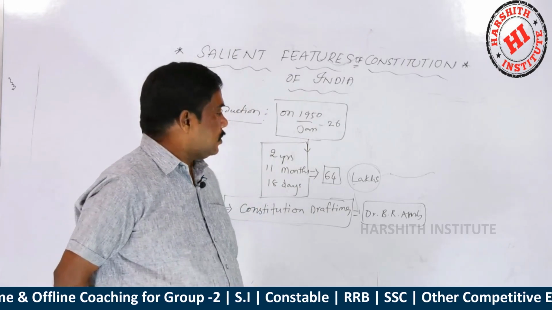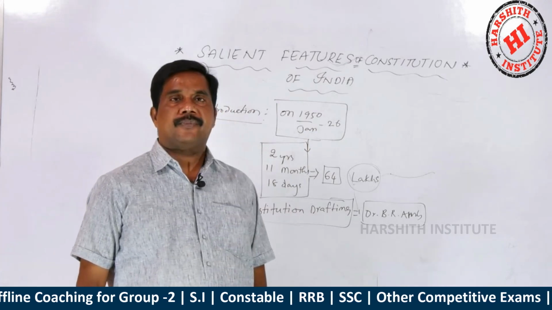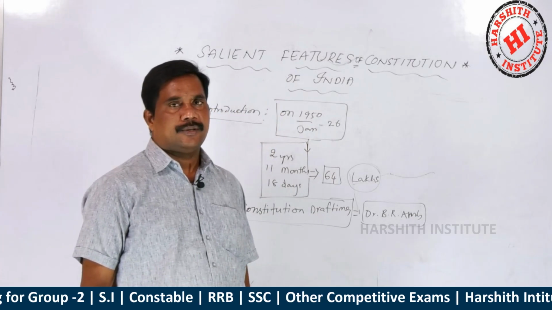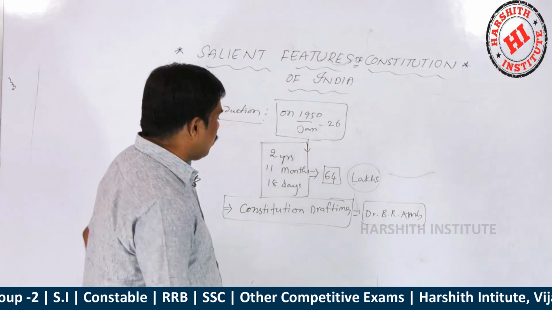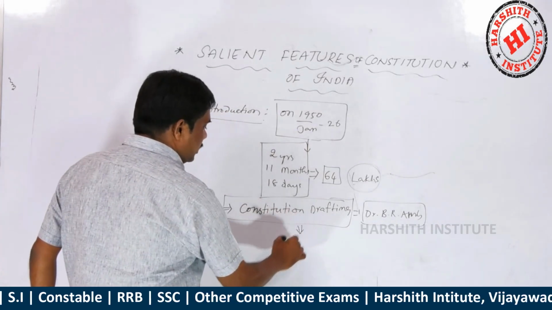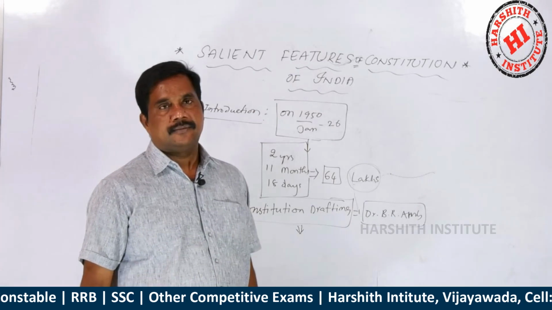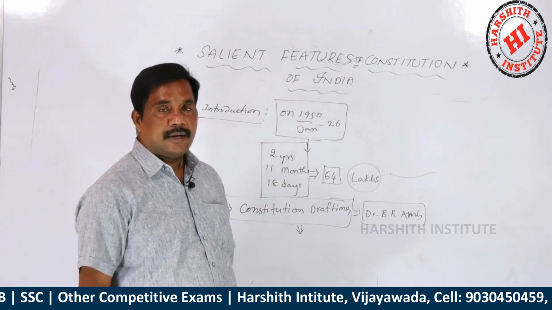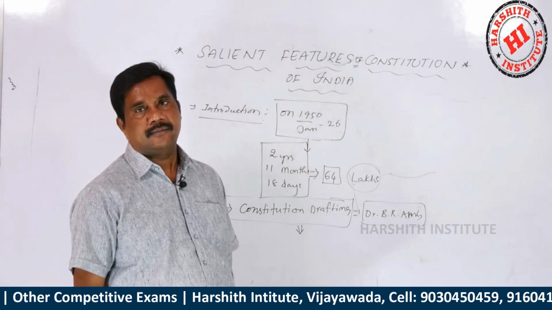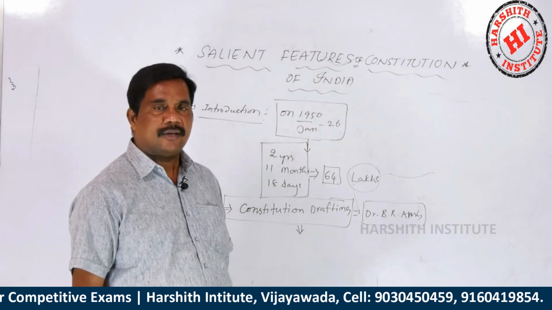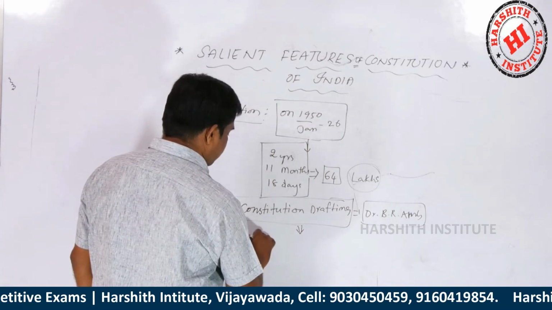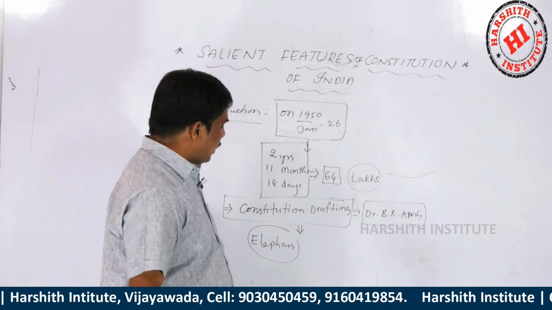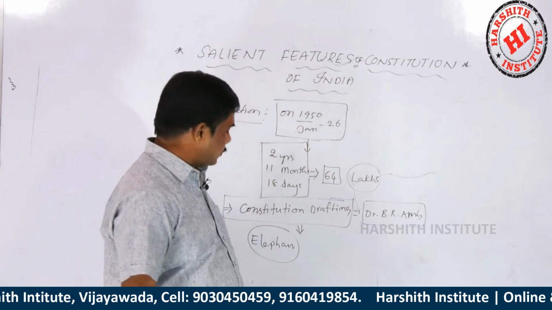So this Drafting Committee composed, designed, or wrote our Constitution. Indian Constitution is the longest constitution in the world. That's why, what was the symbol of our Constitution? That is the elephant. Elephant was adopted as the symbol of the Indian Constitution.